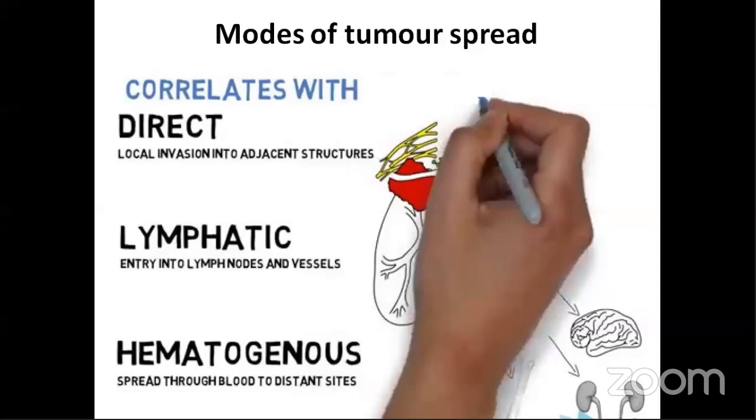And one more mode of spread is direct implantation. For example, say a carcinoma cervix lady delivers vaginally. So an episiotomy is given. The cells get implanted into this episiotomy site or the cesarean section site. So there they can grow. So this is direct implantation, one more mode of spread.